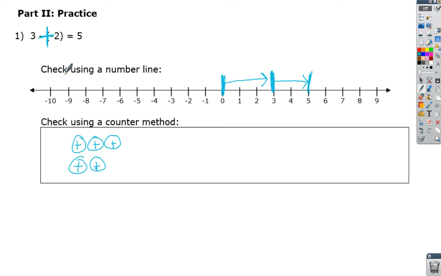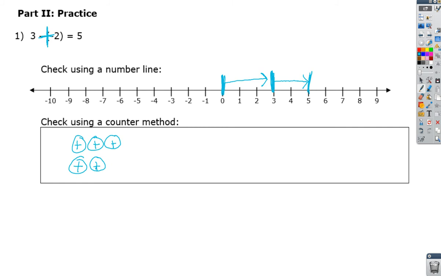Okay, so here's our number model. We started at 0 and we want to go 3. So 1, 2, 3. Now we have to add 2 more. We're standing on 3. We want to go 2 more. 1, 2, and we land on 5. We also draw our counter models. Our first number is 3 and it's positive, so 3 positive counter models. And our second number is 2 and they are 2 positive counter models. We can count those up and we get a positive 5 as well.